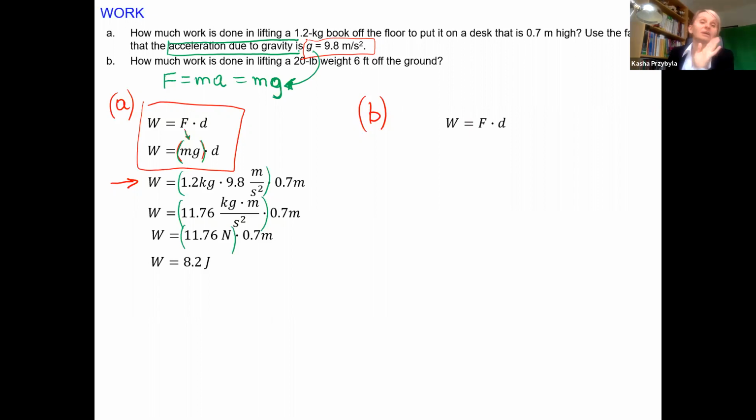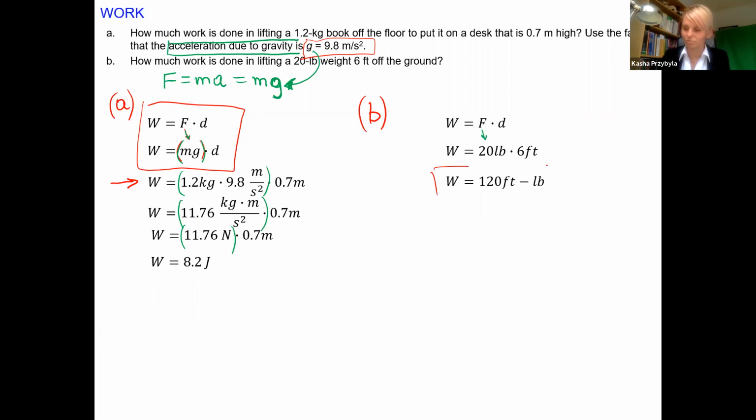formula. Work is defined as force times distance, and we are simply substituting, because the force in this case is 20 pounds, which is weight. That means it includes everything, so we will not be worried. I just have 20 pounds times 6 feet, which is 120 foot-pounds. We can simply leave the answer like that.